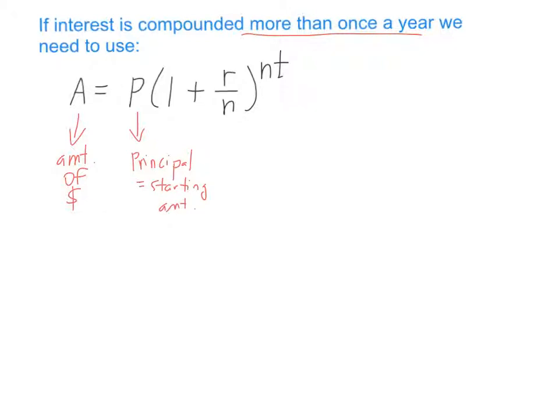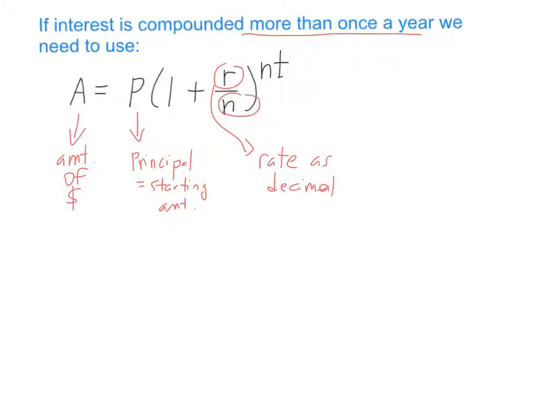Then we're going to have 1 plus, and this r corresponds to our rate as a decimal. So before we said the rate was 4%, so we turned it into 0.04, and then we added it on to 1, and we got 1.04, okay? But now it's being compounded more than once a year.